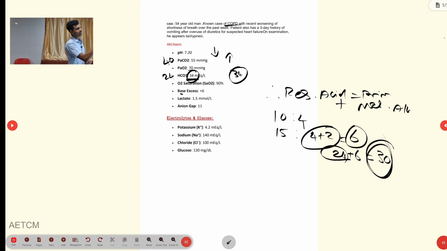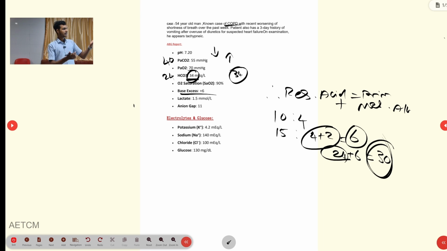Then again you can see the base excess. To verify the metabolic alkalosis, you can see the base excess, that is +6, while the normal value is -2 to +2. That's why we concluded the person has respiratory acidosis along with metabolic alkalosis as a secondary condition. Here one more possibility is that the person may present with a metabolic acidosis also.